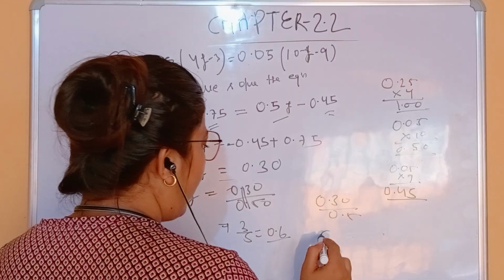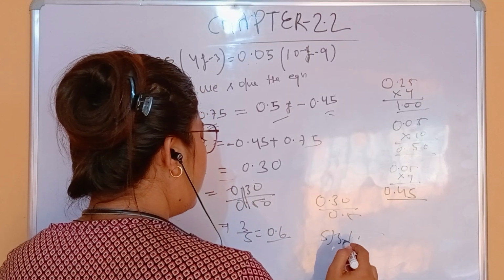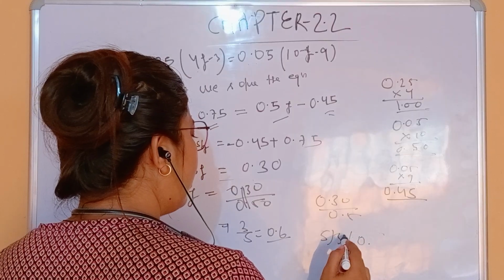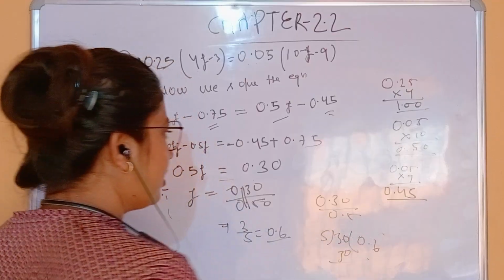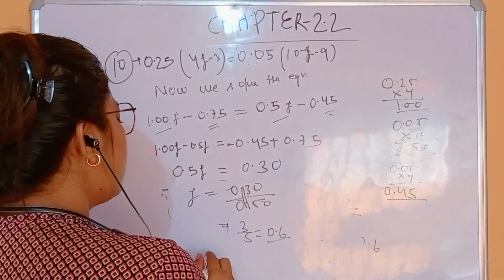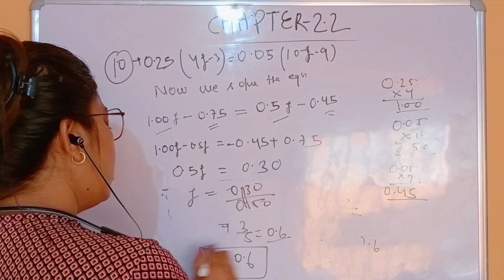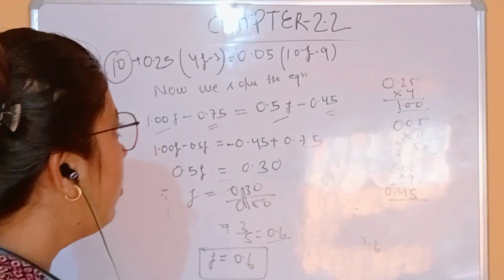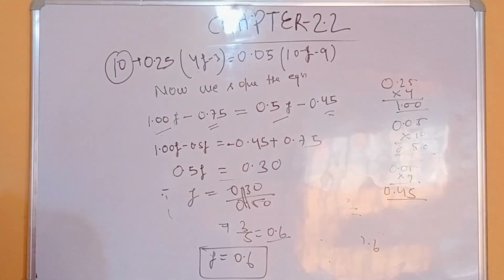If we divide by 5, 2 3, that is, if the value here is less, so what do we take? Point. So here comes 30, since 5 times 6 is 30. Okay, 0.6. Understand? So the value of f is equal to 0.6. Now you solve. First write it in your copy, then solve.